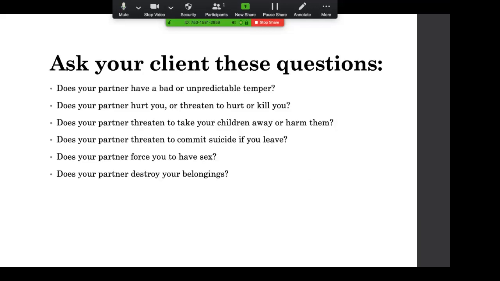Does your partner have a bad or unpredictable temper? Does your partner hurt you or threaten to hurt you or kill you? Does your partner threaten to take your children away or harm themselves? Does your partner threaten to commit suicide if you leave? Does your partner force you to have sex? Does your partner destroy your belongings?